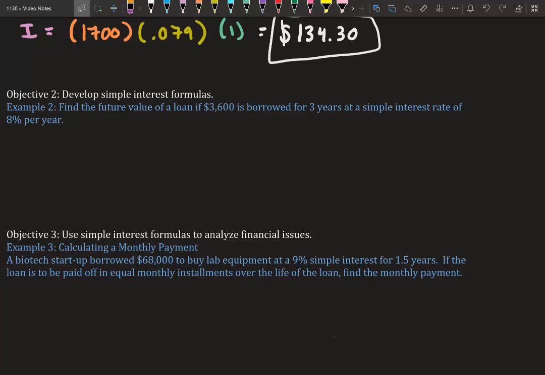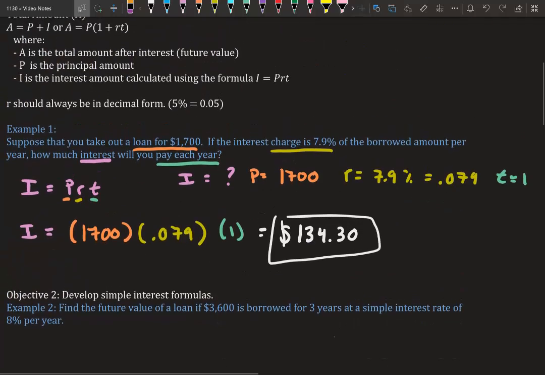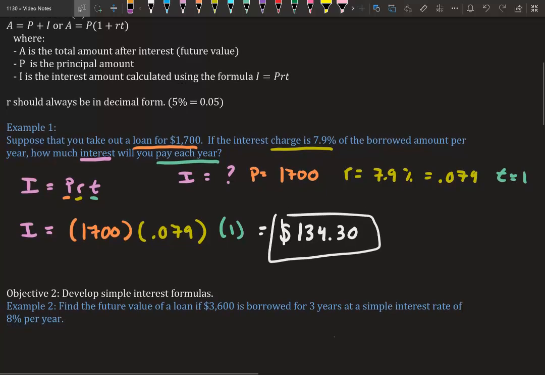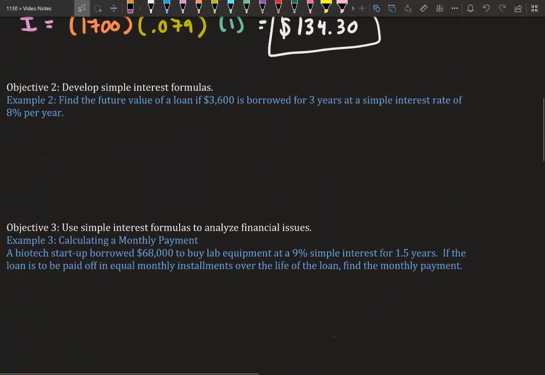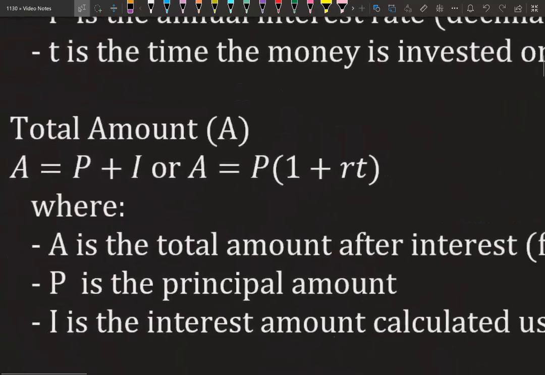Develop simple interest formulas. Find the future value of a loan if $3,600 is borrowed for 3 years at a simple interest rate of 8% per year. So we want to find a future value. To find a future value, we use A equals P plus I, or A equals P times 1 plus RT. So we have two of them to pick from.